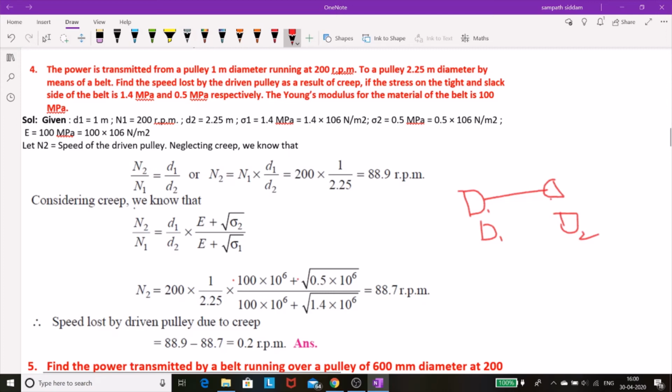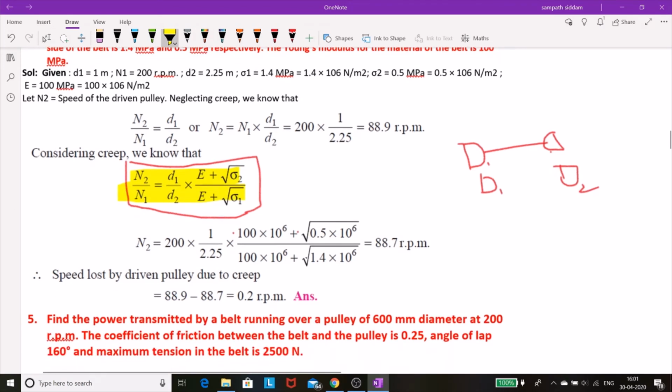So from this you have a relation from your creep. This is a formula you need to remember, where n2 by n1 is equal to d1 by d2 into (E plus root of sigma 2) by (E plus root of sigma 1). Sigma 1 and sigma 2 are the stresses in the tight and slack side, where E is the Young's modulus of the material. This formula we need to remember. So from this you can calculate your n2, and then the speed lost.